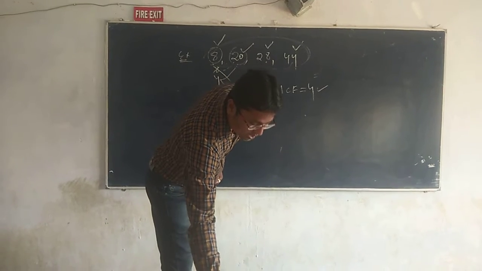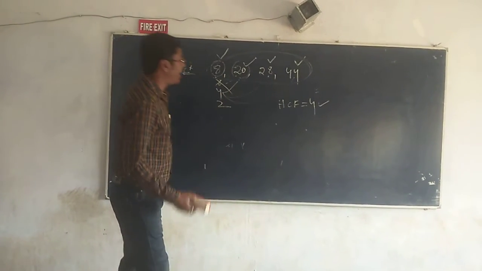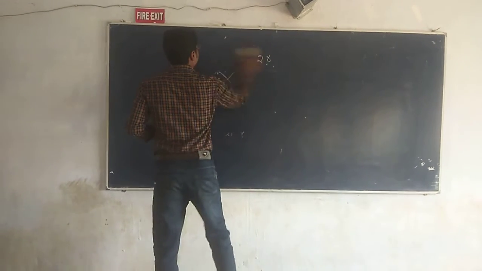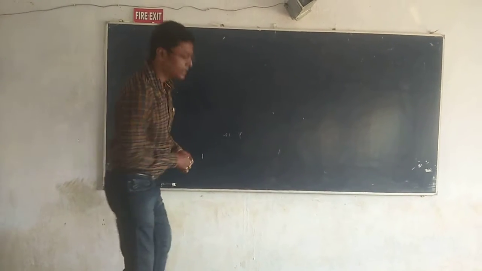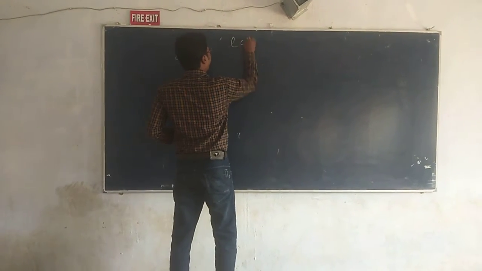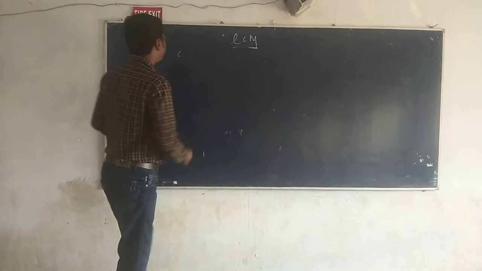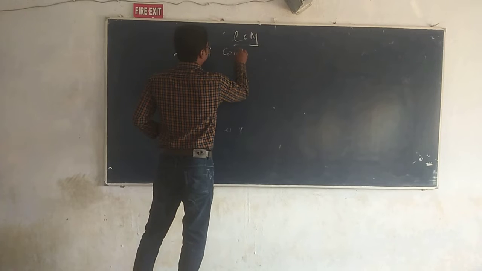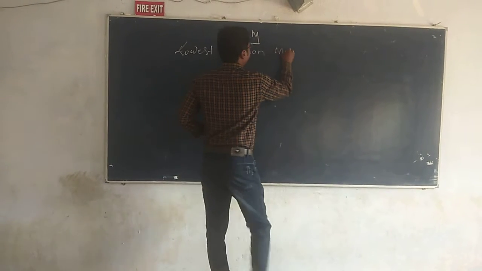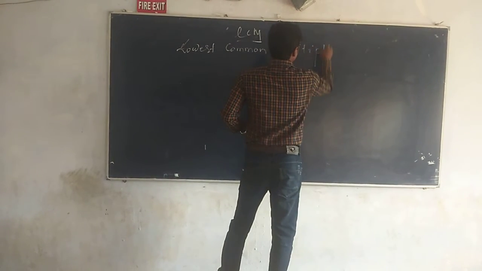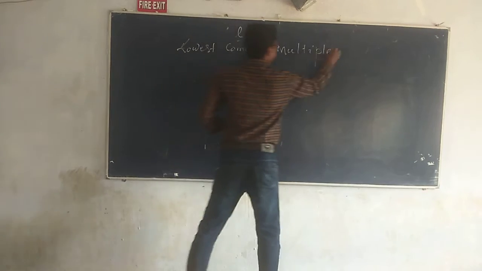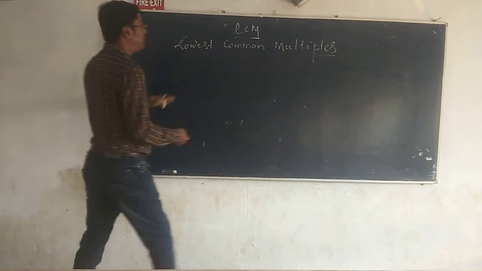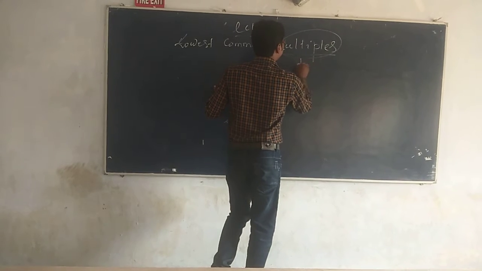Then come to your LCM. How can you find out LCM and what is the trick about LCM? See, LCM. Okay, LCM in the sense what? Lowest common multiples. Lowest common multiples. How can you find out? Multiple in the sense, this is the word that comes from multiply.